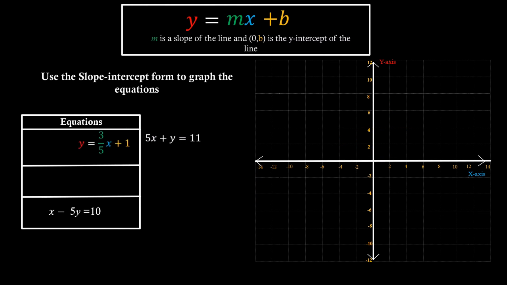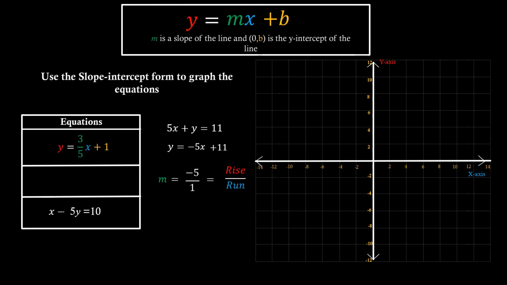Next, we have 5x plus y is equal to 11. So this equation is written in standard form, not slope-intercept form. Slope-intercept form is what we need. So we subtract 5x from both sides to get y is equal to negative 5x plus 11. With this, we can see that the slope is negative 5, or negative 5 over 1, which is the same thing. The y-intercept is 0, 11. We can plot the point 0, 11, and starting from the point, we move 5 units down and then 1 unit to the right. We place the point and then graph the line that goes through both points.